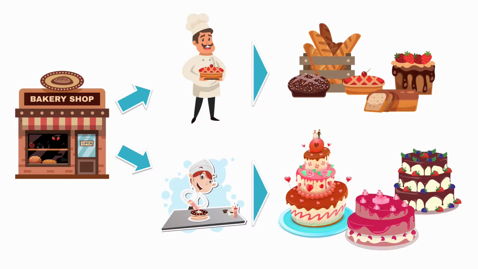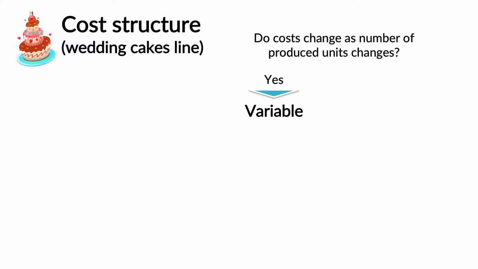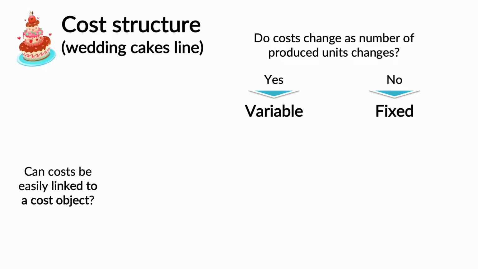So, as we saw in the video about the cost structure, if the costs change as the number of units produced changes, we call them variable costs. Otherwise, we say they are fixed costs. And, if they can be easily linked to the cost object we're analyzing, we say they're direct costs, while if they need to be allocated, we say they are indirect. If you want more details on this, I suggest you watch the video about the cost structure, which I link below.